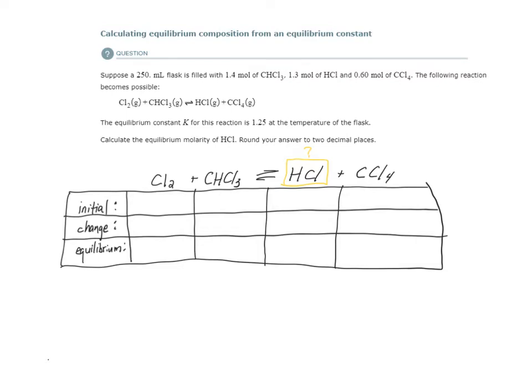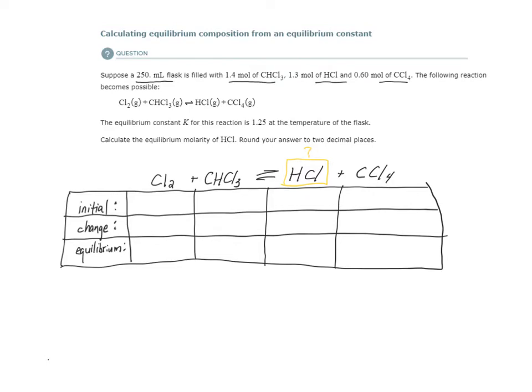Well, in order to find that, we have to use the information given in the problem. Here you can see that they give us the mole amount of these three substances. And they also give us the volume of the flask. So we know the volume that these mole amounts are occupying. And because we have moles and a volume that we can convert to liters, we have molar concentration. Molarity by definition is mole per liter.